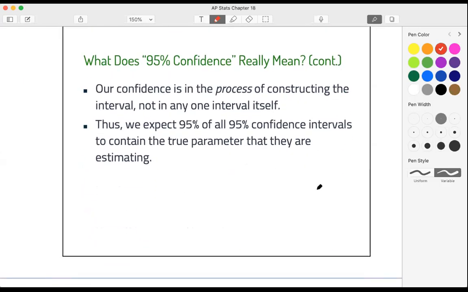So our confidence is in the process of constructing the interval, not in any one interval itself. That's an important note. An interval will either contain our p or not, so we don't know what's going to happen. The process of constructing intervals is where our confidence comes from. Thus, we expect 95% of all 95% confidence intervals to contain the true parameter that we are estimating.